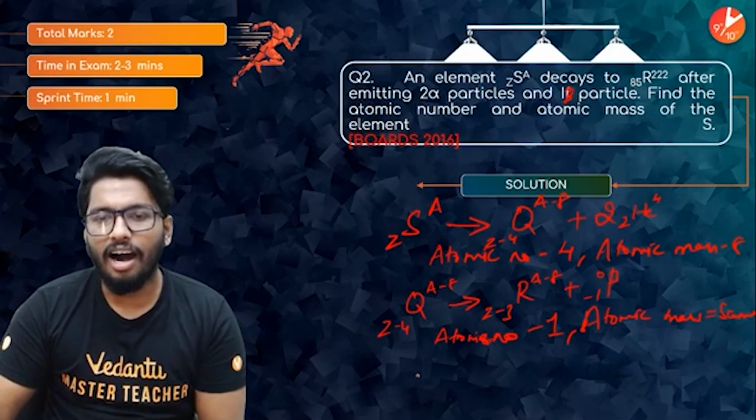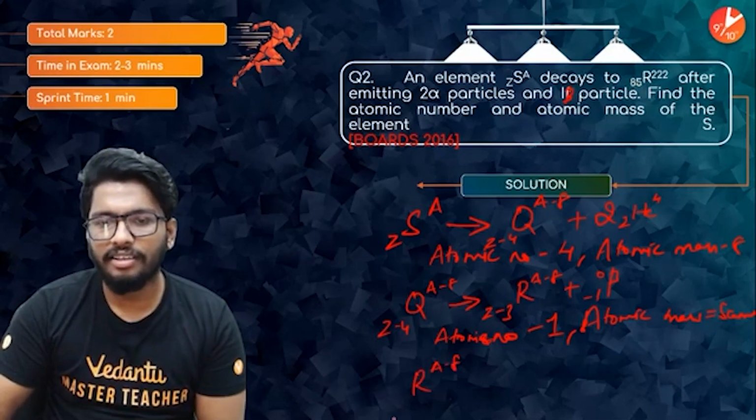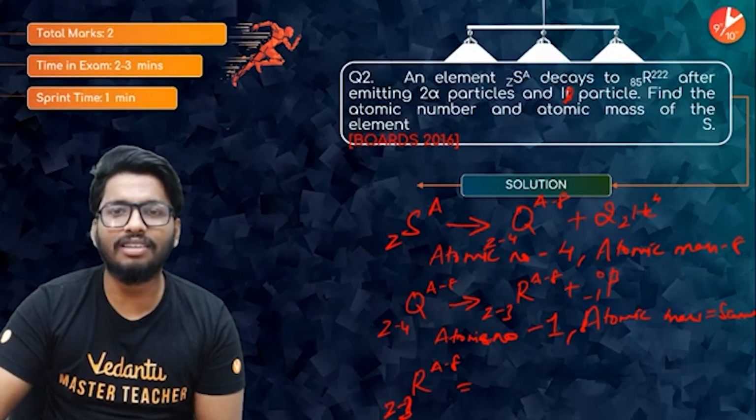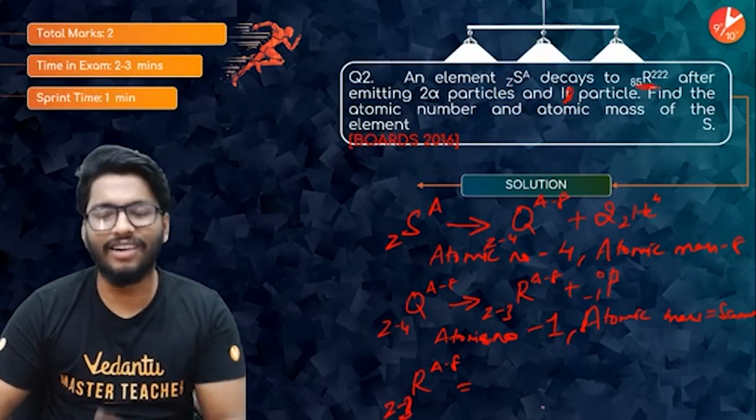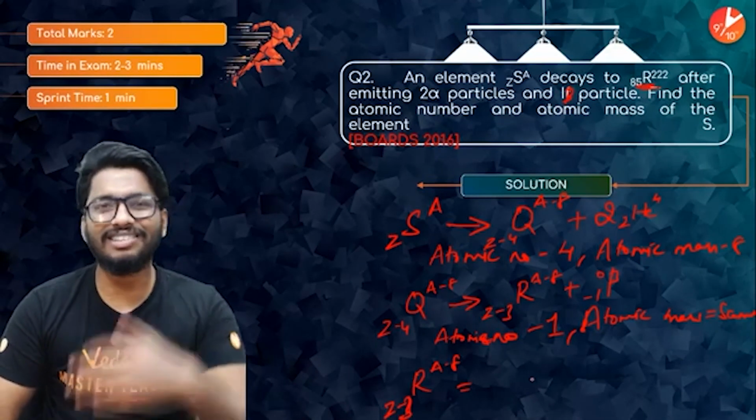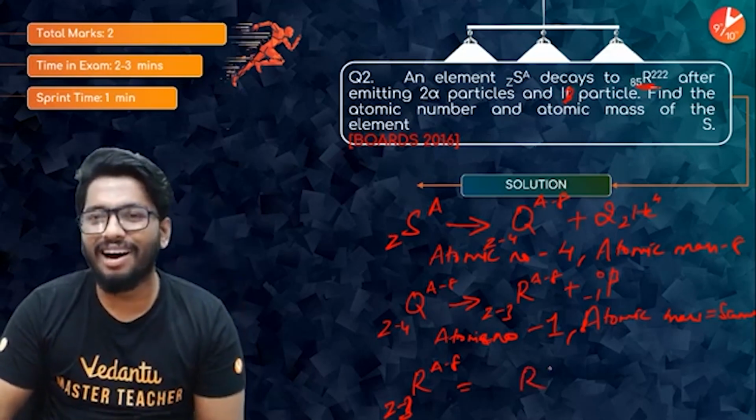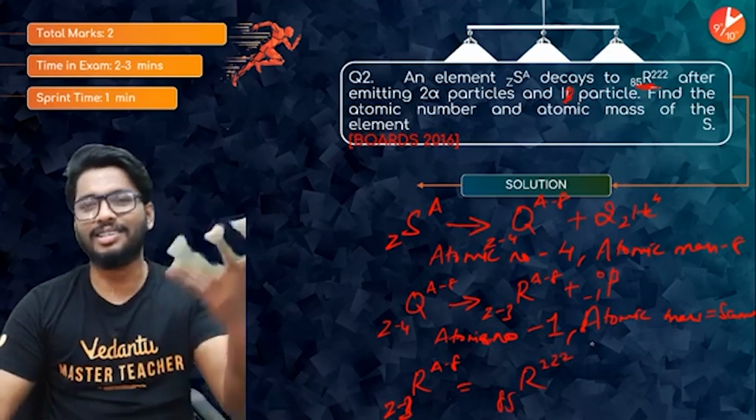So what did you get? R with A minus 8, Z minus 3 is the final element that you have. So it'll be R with 222 as the mass number, and the atomic number is nothing but 85.